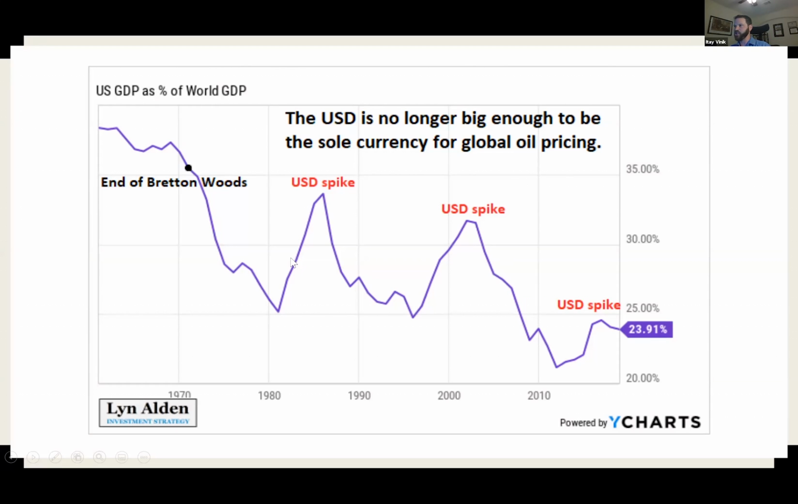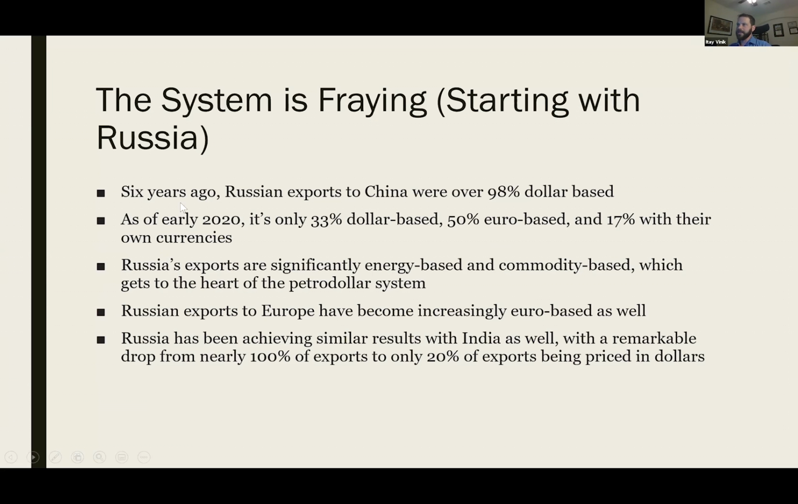These USD spikes actually caused an increase in the US share of global GDP, but it's been a downtrend all the way since World War II. Now the US accounts for 24% in terms of GDP, but around 15% in terms of actual consumption. So the system is actually already starting to fray. For example, 6 years ago, Russian exports to China were 98% dollar-based, but as of 2020, it's only 33% dollar-based, 50% euro-based, believe it or not, and 17% using their own currencies.